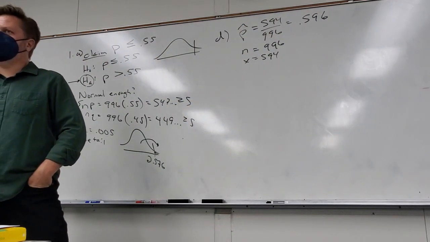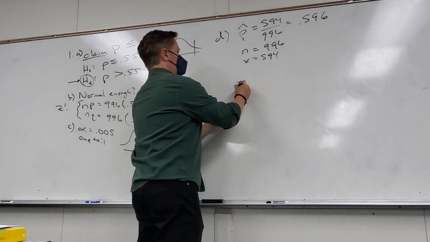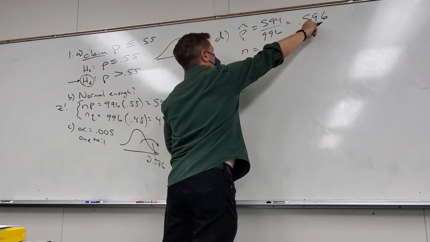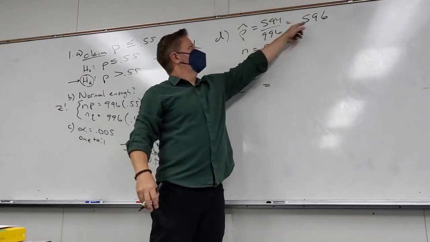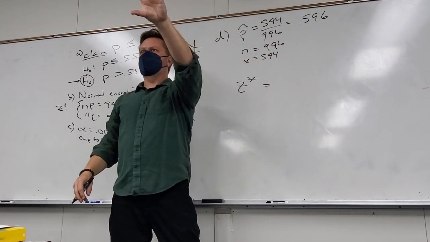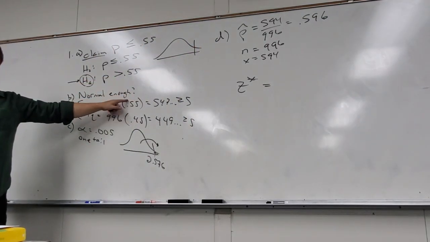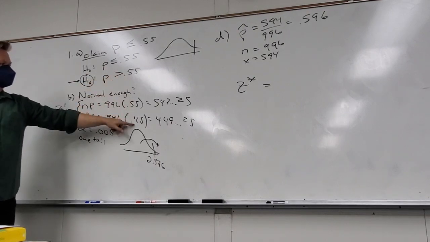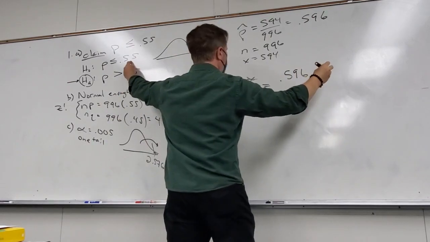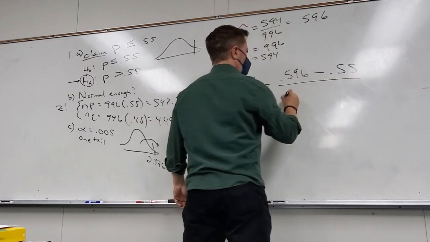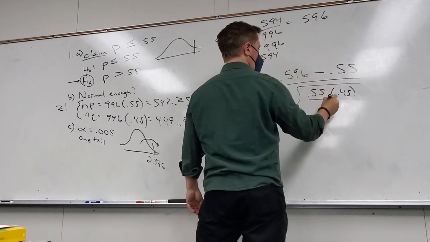Do you have everything you need for the Z-star now? Where's the only place in the Z-star formula that this goes? There's only one place for this. You see what I'm saying? It only goes in one place, the very beginning. Everything else is P and Q. This is P, and this is Q. So I have our data minus what we're checking it against, divided by the square root of P times Q over N.